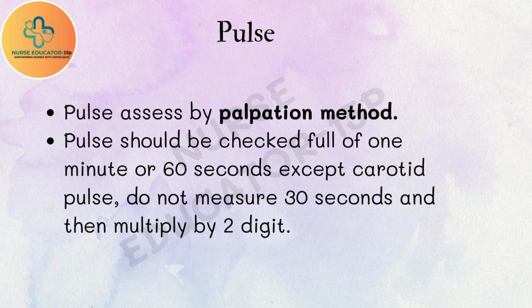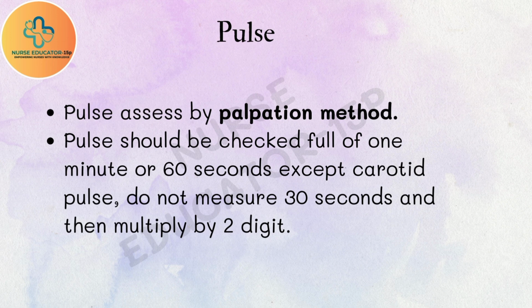The pulse should be checked fully for 1 minute, that is 60 seconds, except at the site of the carotid pulse. Do not measure the pulse for 30 seconds and then multiply it by 2. You should assess the pulse fully for 1 minute, that is 60 seconds.